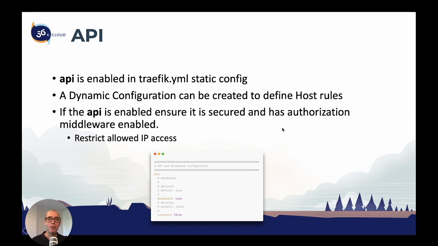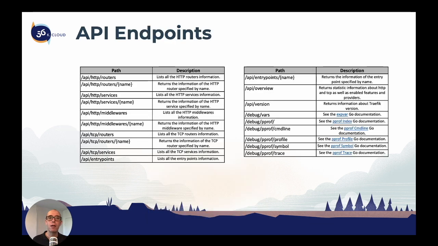Ensure, and it's very critical here, that as best practice you use the API only in development or test environments. However, if you do enable it for production, please ensure it's secured, you have authorization middleware enabled, and restrict the IPs only to your internal networks if possible. So please lock it down, because it really gives access to your entire Traefik configuration, and that's kind of a security risk.